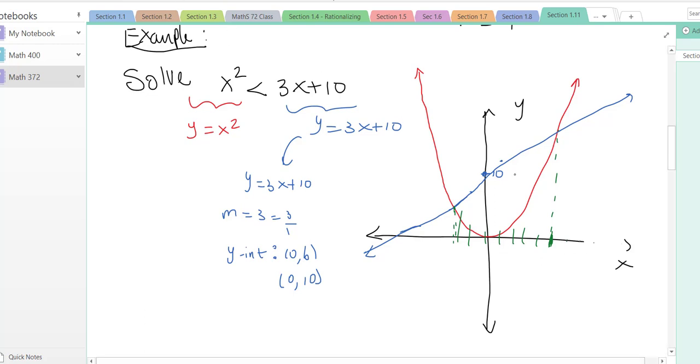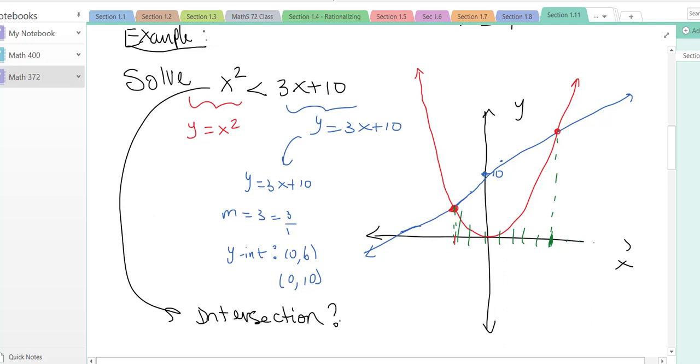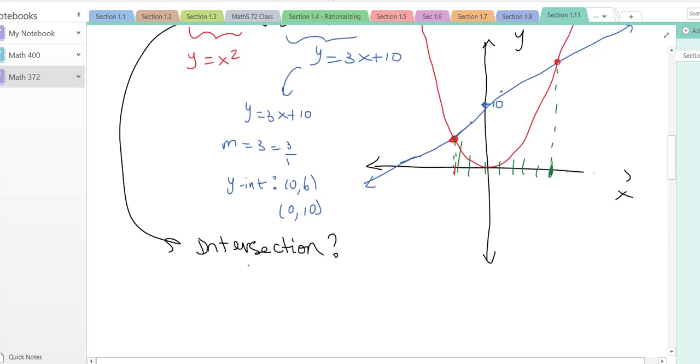So that means we need to find what are those points where they intersect. And if you did it on graph paper, you might be able to tell right away what those are. But if you didn't, you can solve the equation. So where do they intersect? The intersection point is when they are equal to each other. So I'm going to say x squared equal to 3x plus 10.